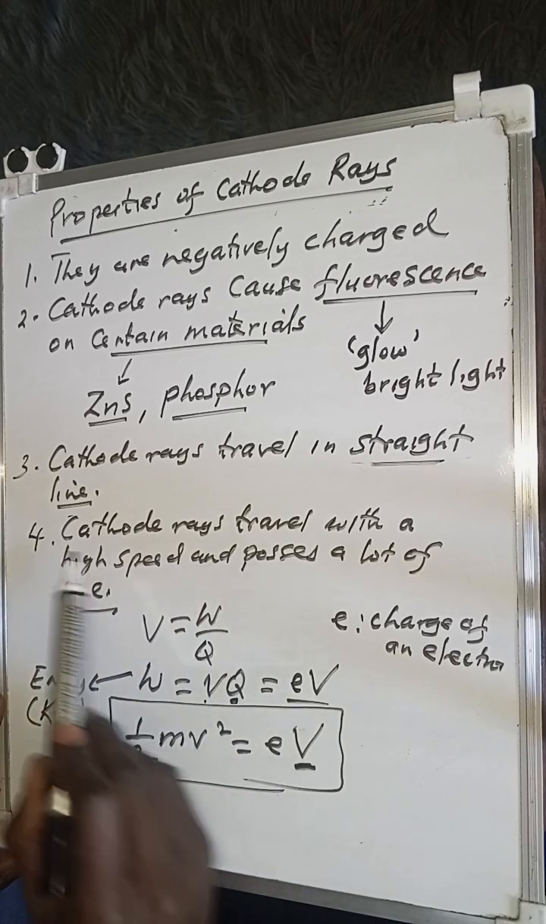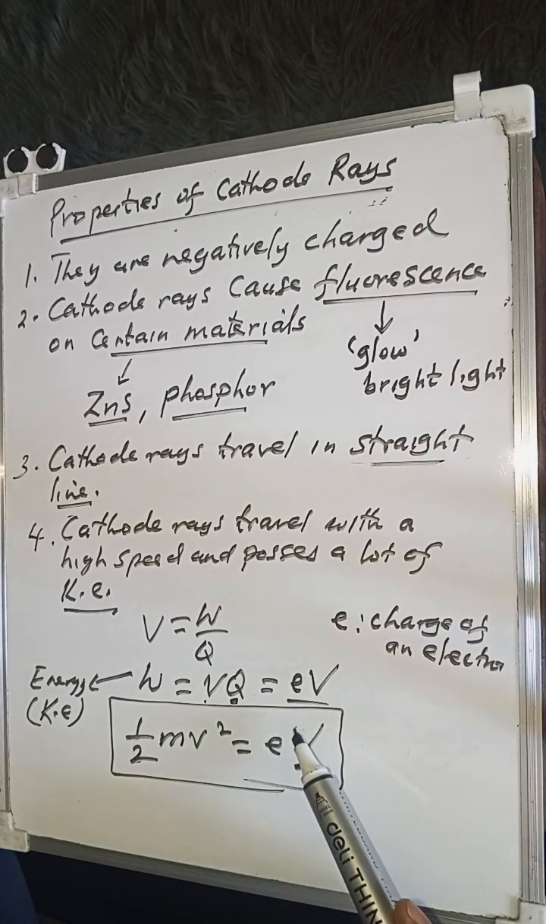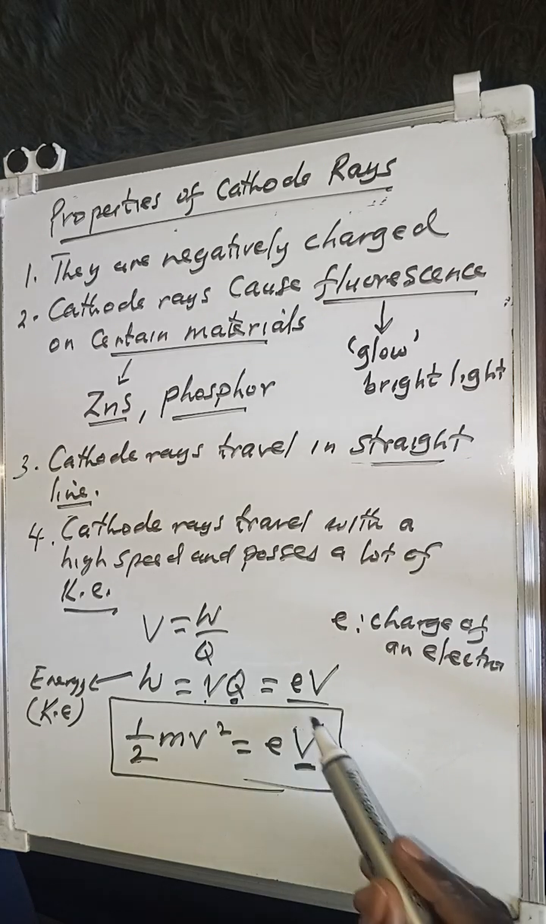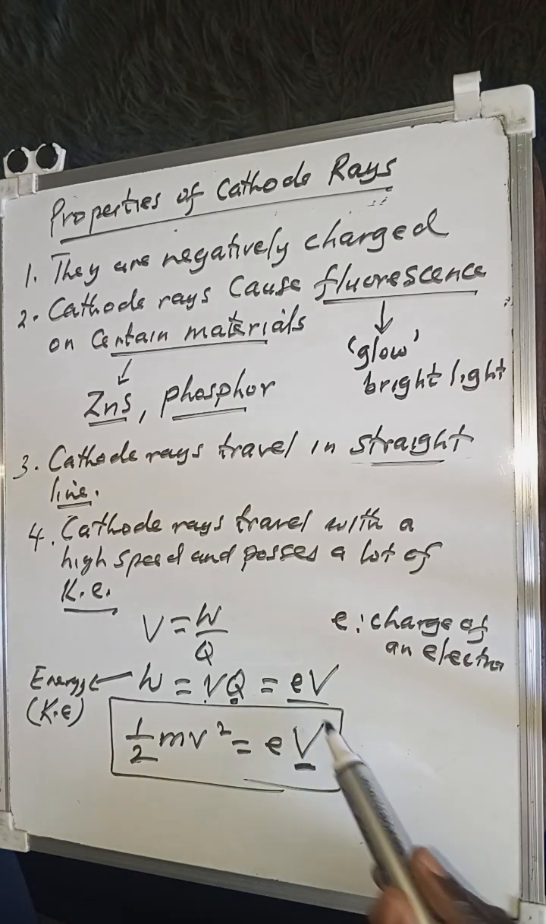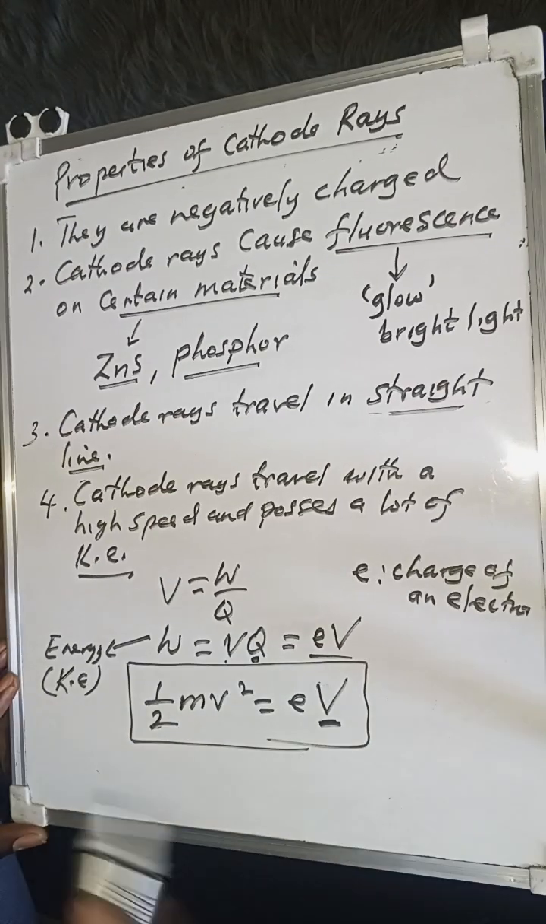If you are not doing pure sciences, you just need to know the property that is there. So remember that the speed of an electron can actually be found. The speed can be increased by increasing the potential difference between the electrodes, the cathode and the anode, and hence you can find the speed.